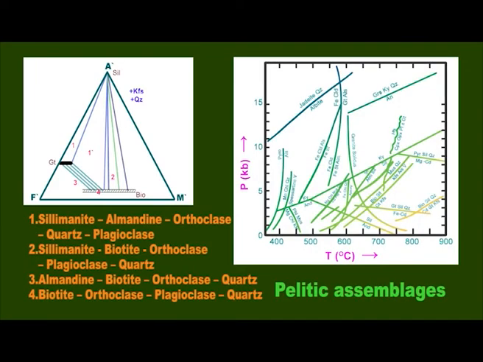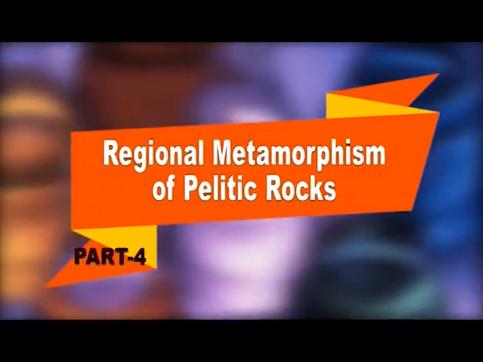Some typical pelitic assemblages are listed on the screen. First, sillimanite, almandine, orthoclase, quartz, plagioclase. Second, sillimanite, biotite, orthoclase, plagioclase, quartz. Third, almandine, biotite, orthoclase, quartz. Fourth, biotite, orthoclase, plagioclase, quartz.